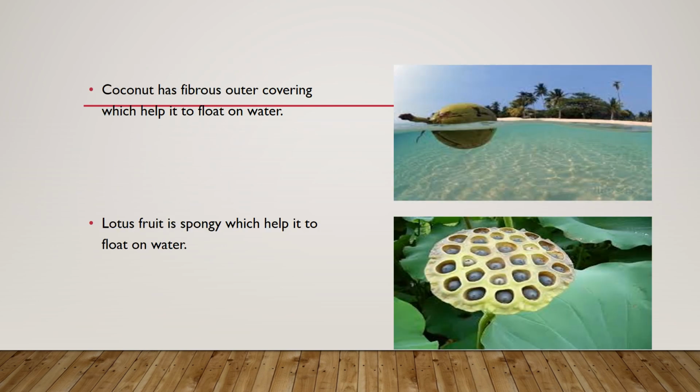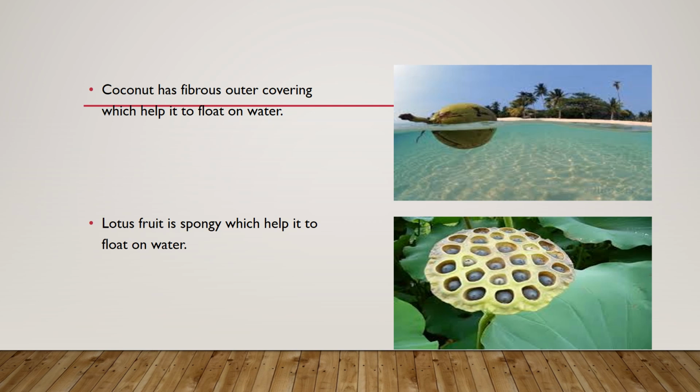Now, if we talk about the coconut, as you can see in the picture, the coconut fruit is floating in the water. Coconut has a fibrous outer covering. We all know the hard, fibrous outer covering of the coconut helps it to float on the water and disperse its seeds through the water.